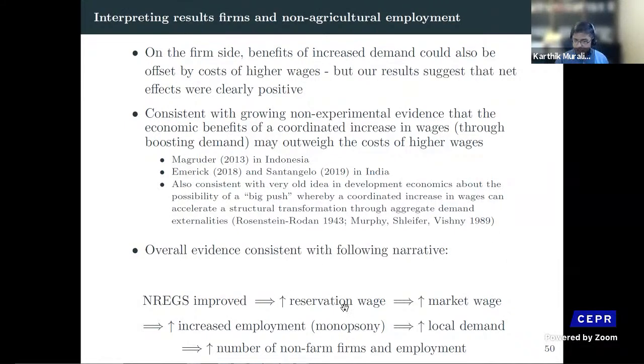So this seems to have pushed up the reservation wages, which has then been passed through to increases in market wages. And the most important reversal of conventional wisdom is that this seems to have actually increased employment, because this is happening in the context of employer market power. And so then you have these two engines firing on income, right? The wages and employment are augmenting as opposed to attenuating. And then you get that big increase in income, which is also increasing local demand. And that seems to then show up in the number of non-farm firms and employment, okay?